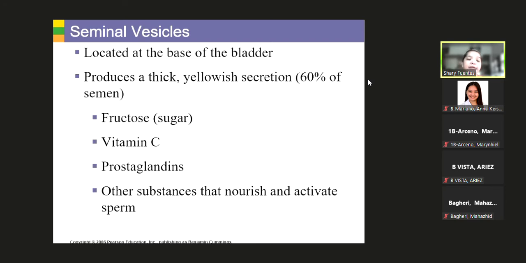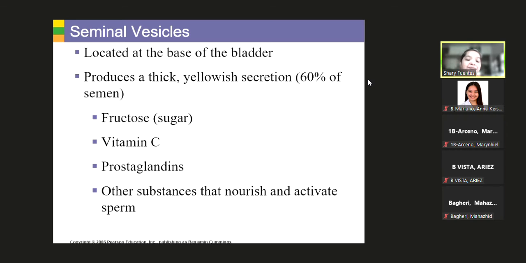Looking at this one, only 5% of the volume of the semen comes from the seminiferous tubules. The seminiferous tubules, di ba, are the ones that form the sperm. So, 5% lang yung galing sa seminiferous tubules. The rest are coming from the accessory structures, which are the seminal vesicle, your prostate, and your bulbourethral gland. So, yun yung nag-compose ng semen na lumalabas. So, majority of which is galing sa accessory structures niyan.